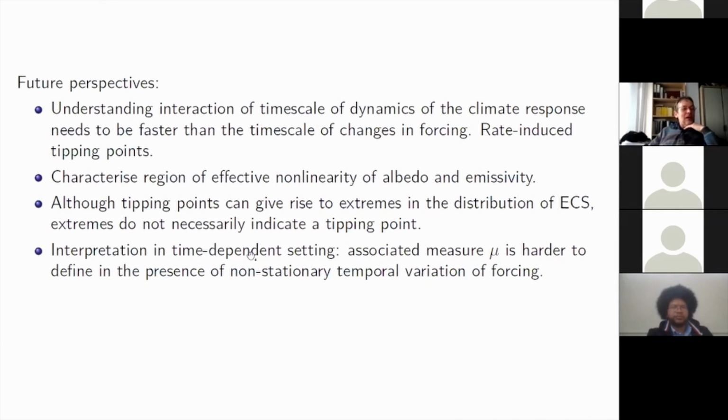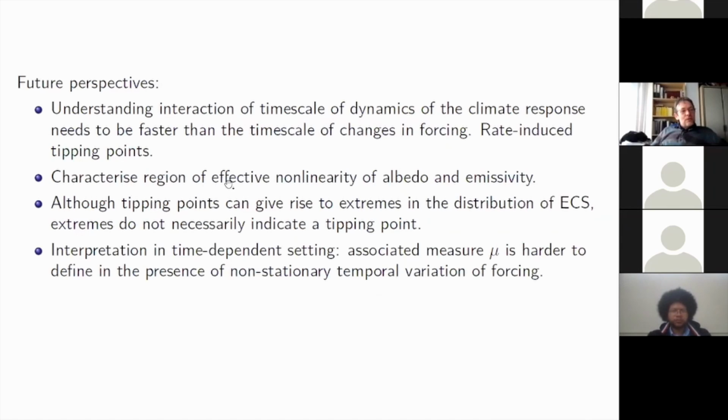Okay, I can just say a couple of things that we are looking at further in this direction, future perspectives. One is to understand better the interaction between the timescale dynamics, the climate response, and the predictability of tipping points. Certainly, a point which I made early on is that when you're trying to make predictions over timescales that actually intersect with timescales within your system, it is particularly difficult.